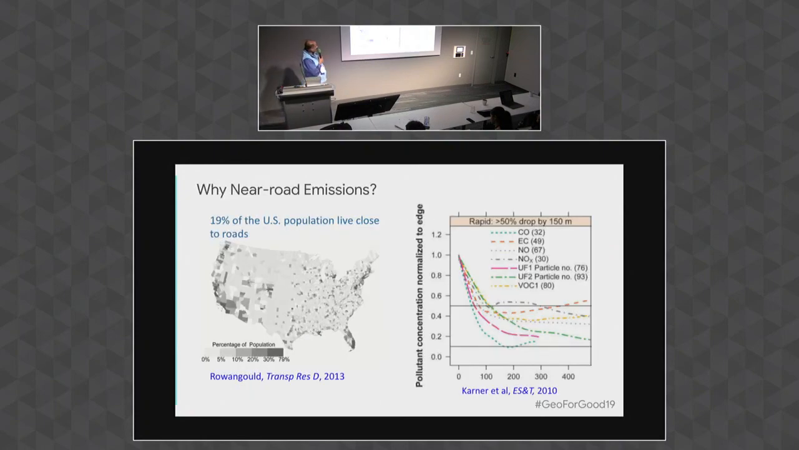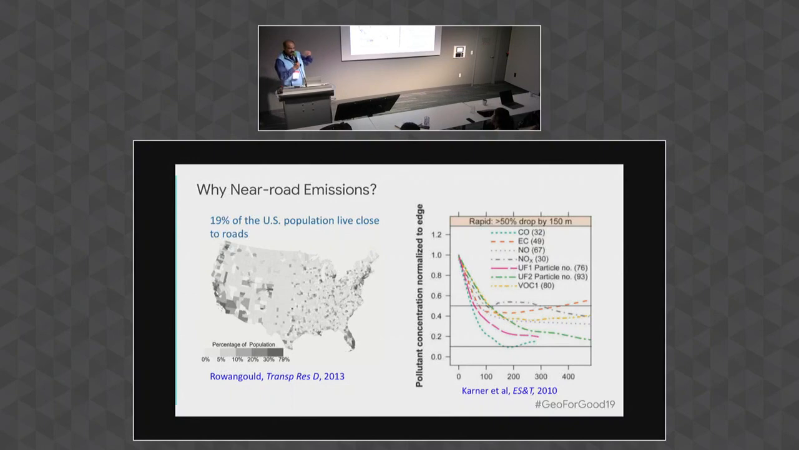So why near road emissions? On the left is a map which shows the percent of people who live close to roads. This was published a few years ago. One in every 5 people in the US live next to a highway. Highway is defined as a road with a lot of traffic activity. Of course, there are traffic emissions associated with that. And if you're in some of the large populated areas like Southern California, this may be even more than 50% of the people in a county living next to a major highway.